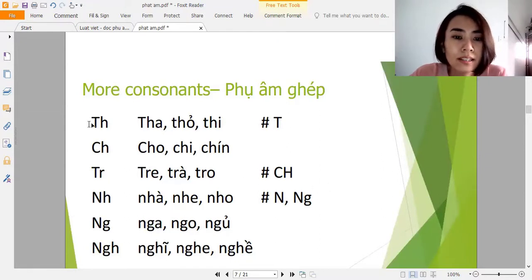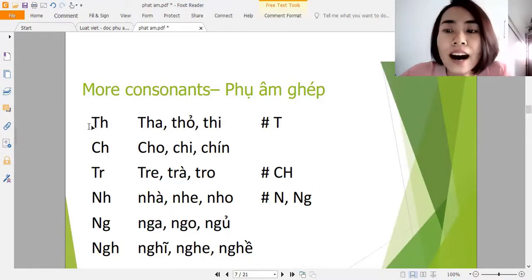Now move on. It's TH, is ta, ta. In English, you make your tongue in the middle like this, tha, tha. In this sound in Vietnamese, you don't put your tongue in between your teeth. You just say it like ta, ta, ta. It touches up and then it drops down. The tongue touches the top, like the ceiling in your mouth, and then drops down. Ta, ta. Right.